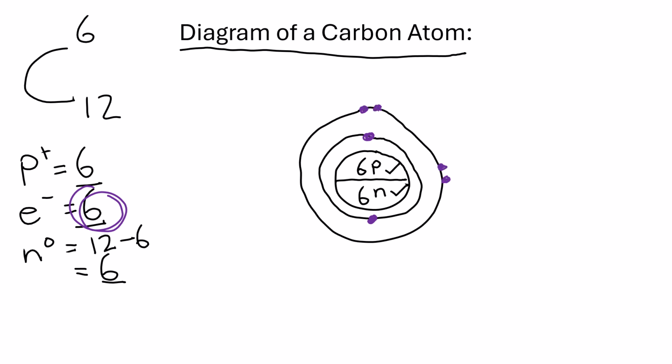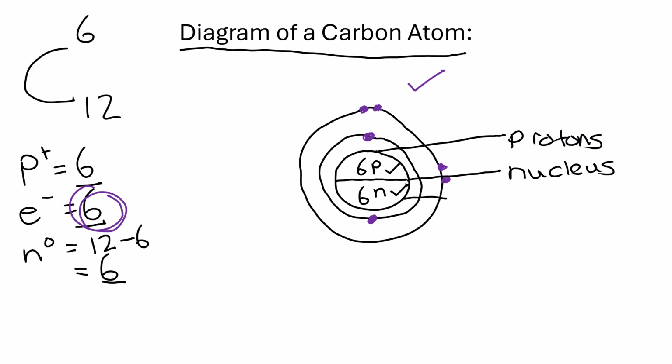You can draw them opposites. You can draw them all next to each other. It doesn't matter. Your teacher is going to give you a mark for the correct number of electrons on each energy level. Okay? The last thing you need to do is make sure that you're labeling your nucleus. You need to make sure that you're labeling your protons. You need to make sure that you're labeling your neutrons.